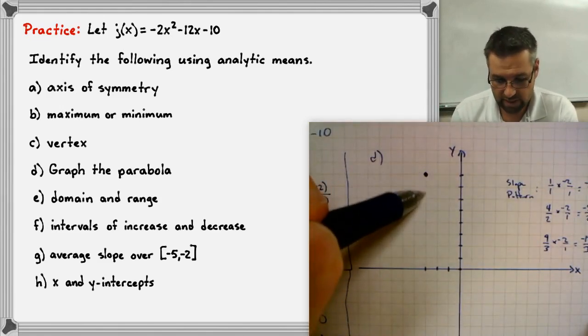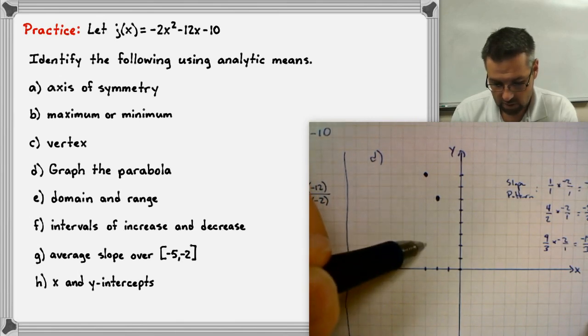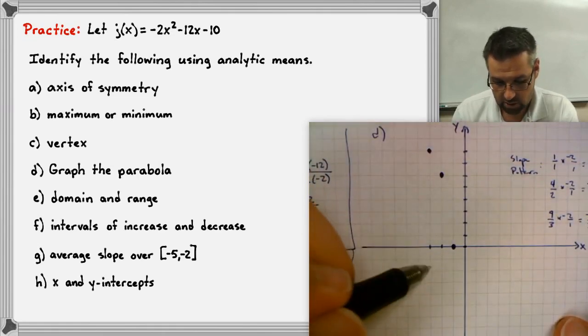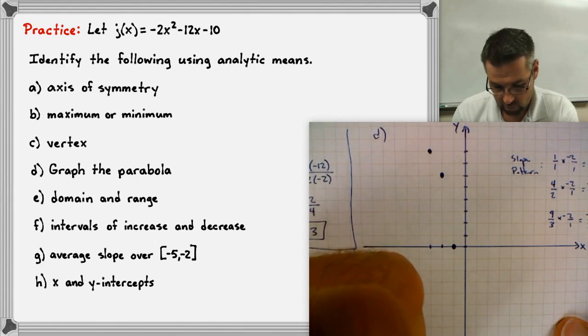From the vertex, we go down 2 and over 1. From the vertex, we go down 8 and over 2. And then we go down 18 from the vertex. So 10, 12, 14, 16, 18, and over 3.